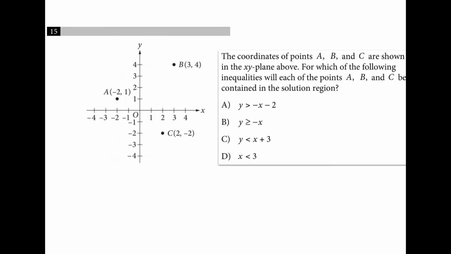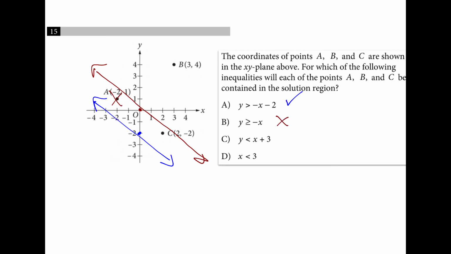So the coordinates of points A, B, and C are shown in the plane. For which of the following inequalities will each of the points be contained in the solution region? If we start at -2, and we have a negative slope, are all these points above that? Oh, that looks pretty good. If we start at the origin, and we have a negative slope, are all the points above that? I'm going to say no.